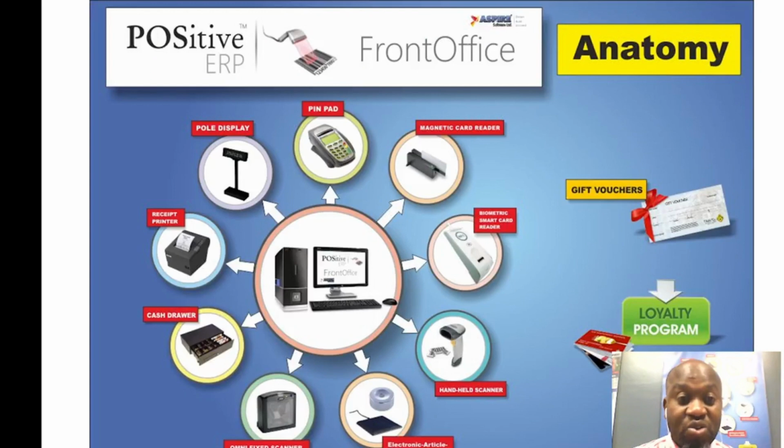So this is the anatomy of the entire point of sale. This is exactly what the point of sale supports. But you will not need to have everything for you to be able to operate. The most essential ones are, of course, the workstation, the scanners, the cash drawers and the printers. Definitely, those are the most essential ones that you need to have.